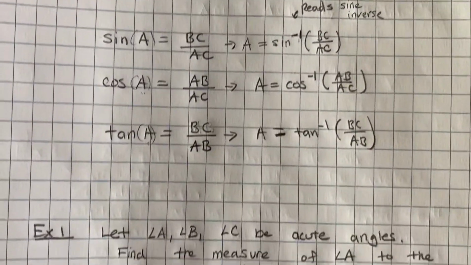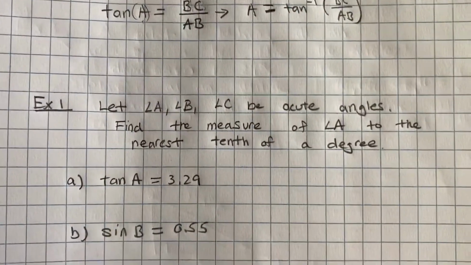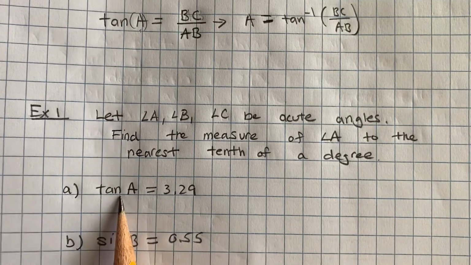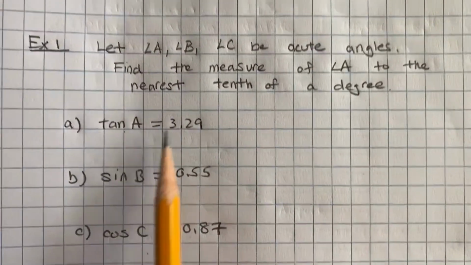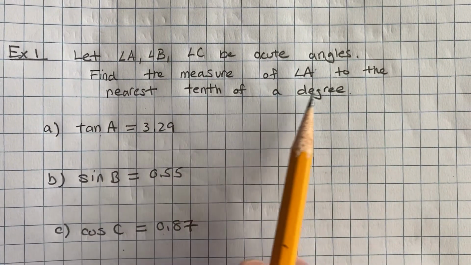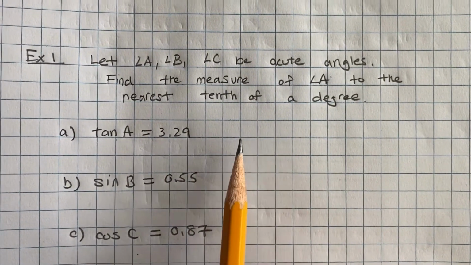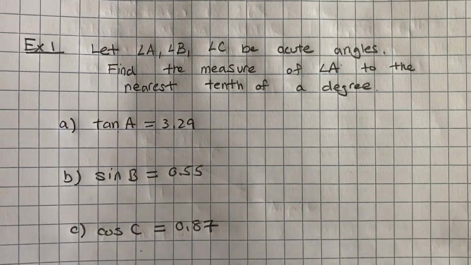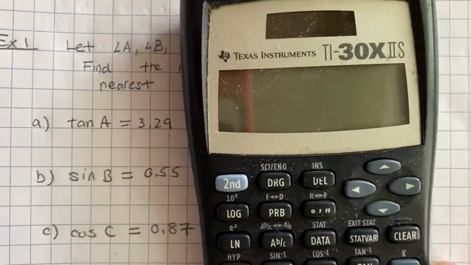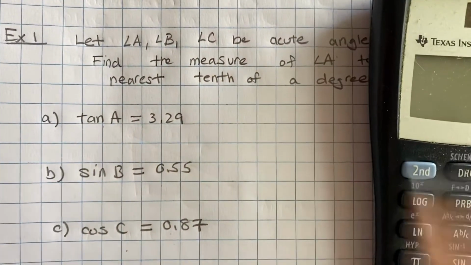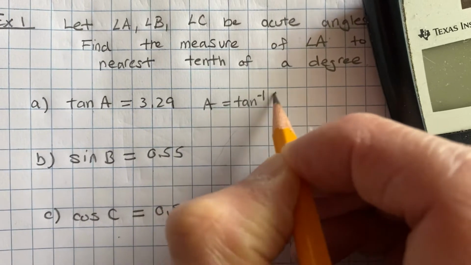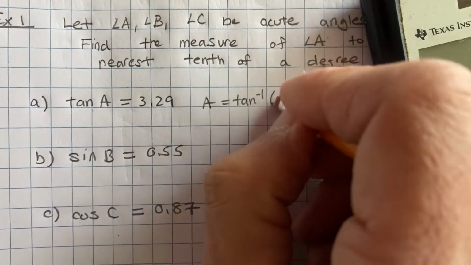And in this one example over here, we're going to use our calculator basically to figure out what angle A, B, and C are. Okay, so it says A and B, C are acute angles. Find the measure of angle A to the nearest tenth of a degree. All right, so if you want to bring out your calculator over here, right? To get angle A by itself, I need to take the tan inverse of 3.29.